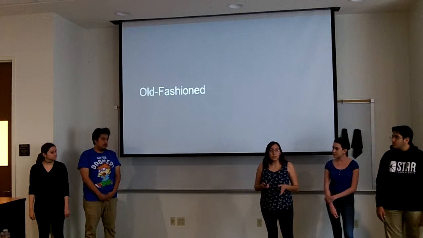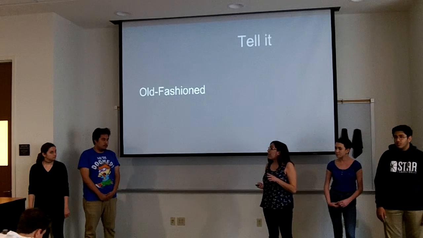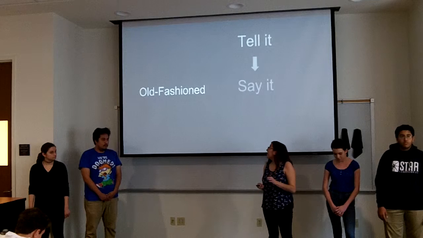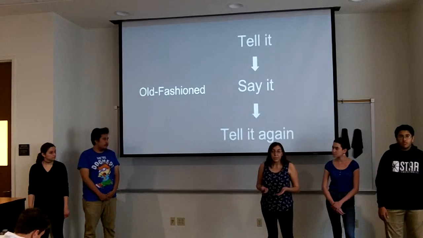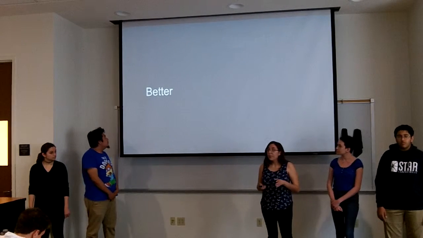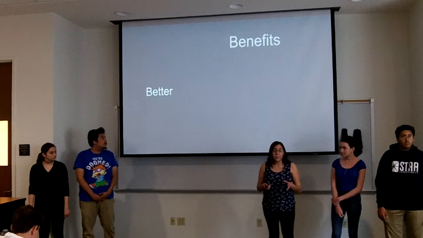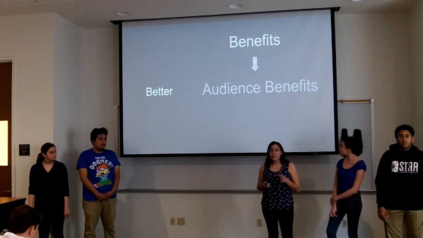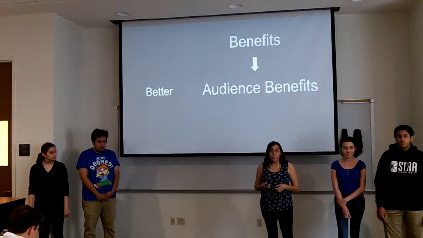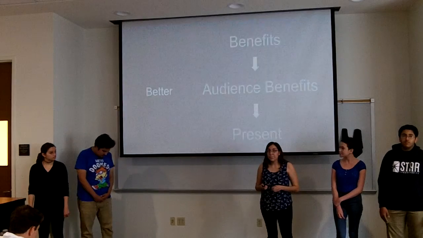Now, the old-fashioned way to structure a presentation is that you tell your audience what you're going to say, then you say it, and then you summarize. But here's a better way. What you do is list the benefits of your content, and then list the ways that the audience is going to directly benefit from it, and then you present.